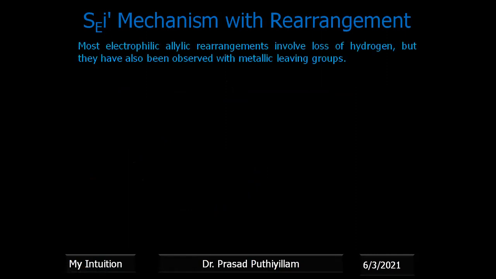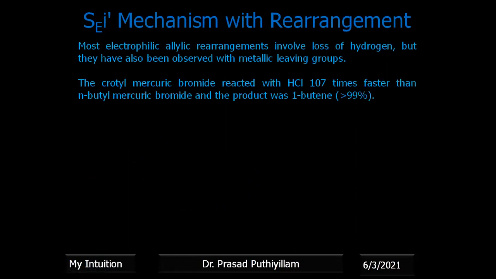Now another example, which involves the loss of hydrogen. Most electrophilic allylic rearrangements involve loss of hydrogen, but they have also been observed with metallic leaving groups. Okay, say for example, crotyl mercuric bromide. An even faster reaction is given by crotyl mercuric bromide. It reacts with HCl 10^7 times faster than normal butyl mercuric bromide, and the product formed is 1-butene. So I'll write the crotyl mercuric bromide structure. This is the crotyl group connected to mercuric bromide.